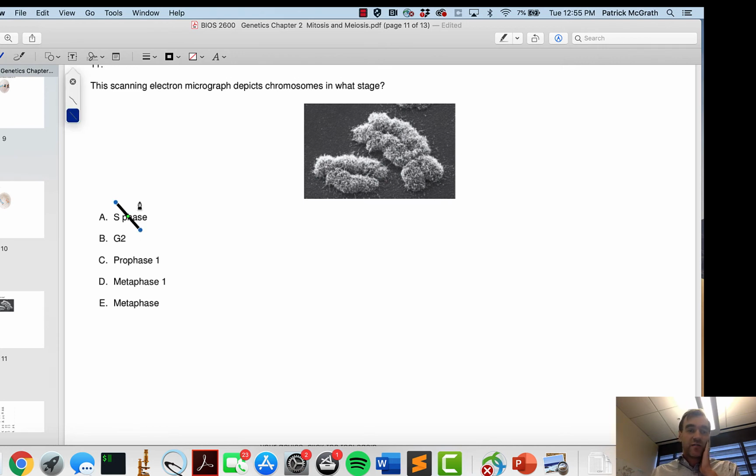So we know it's not S phase and we know it's not G2 phase because the chromosomes aren't condensed during those phases. Those are parts of interphase. Now we have to choose between prophase 1, metaphase 1, and metaphase 2. The way to answer this is you should be able to exclude prophase 1 and metaphase 1, because you don't see a tetrad. A tetrad, remember, is held together by proteins, so even if you lyse the cells, you would still expect to see the homologous chromosomes paired together. And so the best answer for this one is E.